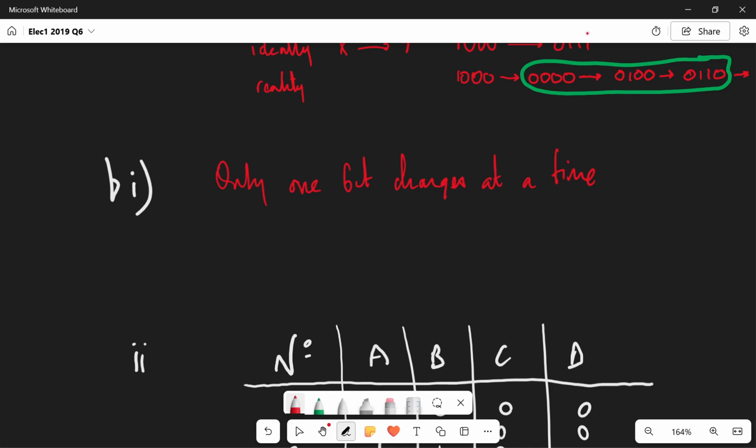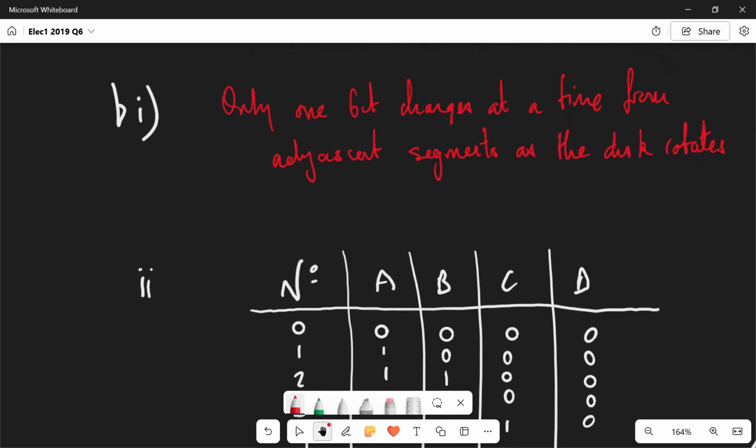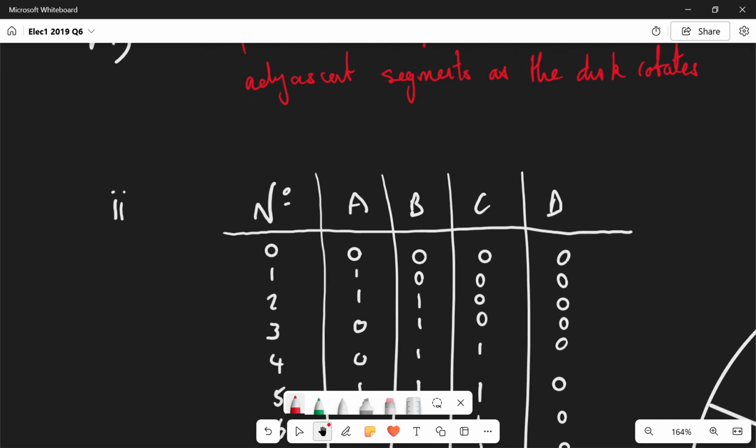And what you need to do is to include from adjacent segments as the disk rotates. And that really means that only 1 bit changes from each segment side by side as the disk rotates, so you never get multiple changes as you go from one to the next.